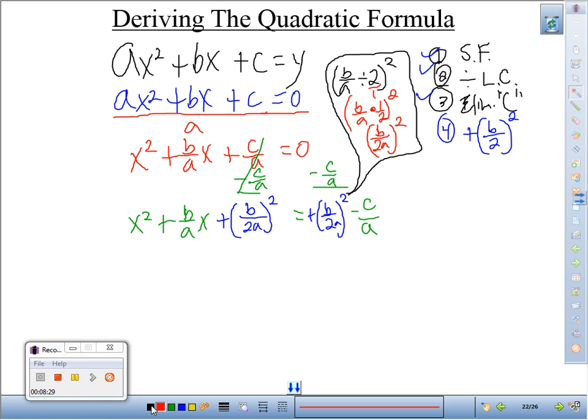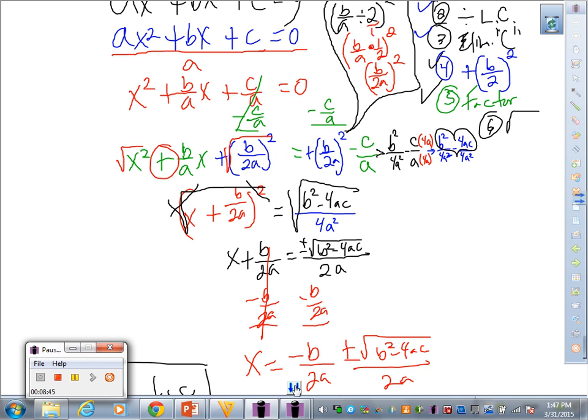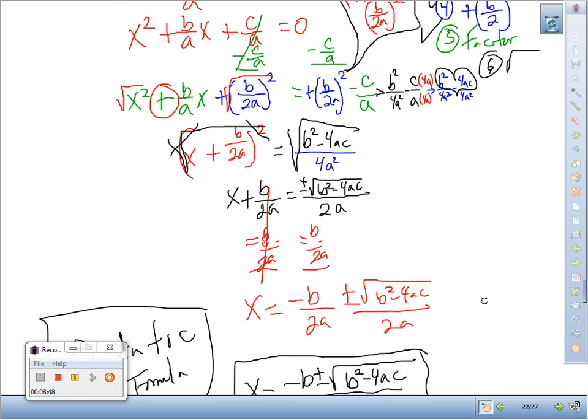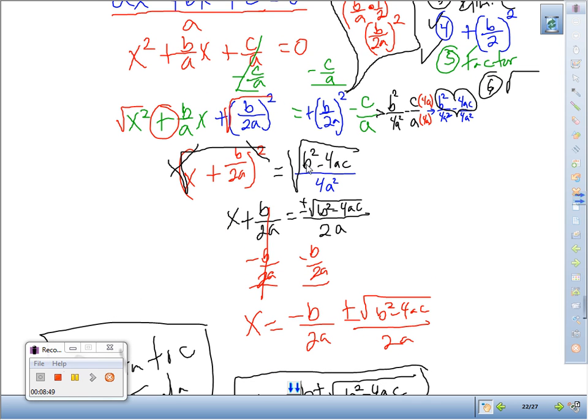All right, so that was step 4. Copy that, please. I'll give you 20 seconds. Here we go. So I think we left off right here. We combined these two fractions here. We took the square root, which is our last step.